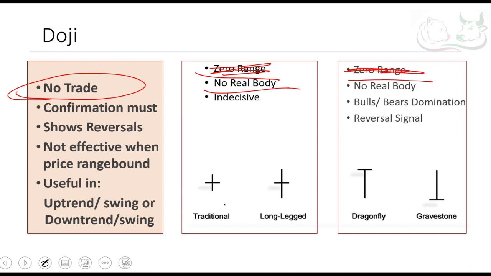But here, the open and close is at the higher or the lower side of the candle range. So what's the difference here? Here it clearly shows that it opened here, gone down during the day, and then came up.